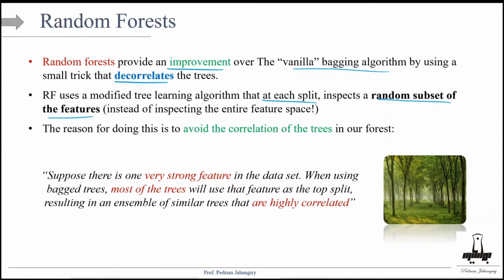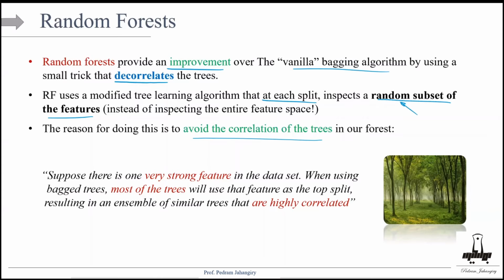Because let's say we have thousands of features. Instead of working with thousands of features, each tree is going to work with a subset of those thousands. Let's say it works with hundreds of them instead of thousands, right? So in that sense, random forests usually outperform bagging in general. The reason for using a random subset of the features is to avoid correlation of the trees. So we want to reduce the correlation of the trees.